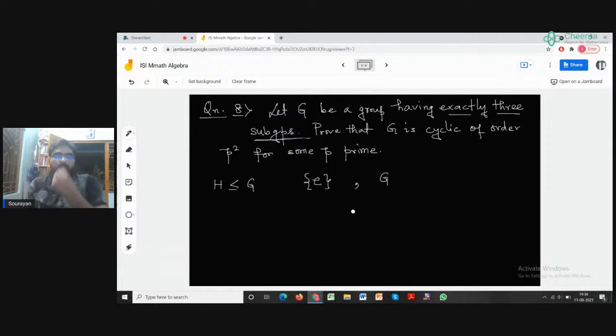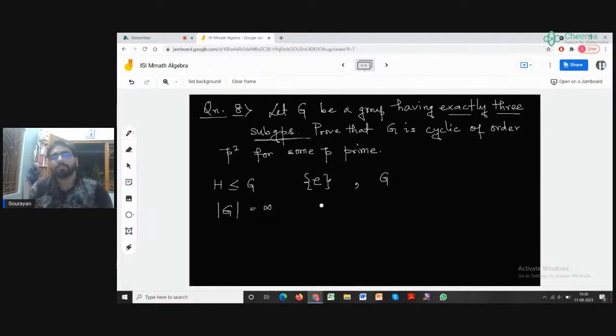Okay, so because of this, you can directly answer that G is not infinite. G has to be finite. Now, why so? Because suppose G is infinite, then you can take any element and generate subgroups with those elements. And since it is infinite, you are bound to get more than one non-trivial subgroup.